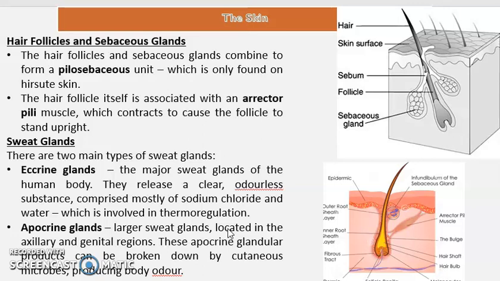Next is the apocrine glands. They are larger sweat glands, located in the axillary and genital regions. These apocrine glandular products can be broken down by cutaneous microbes, producing body odor.